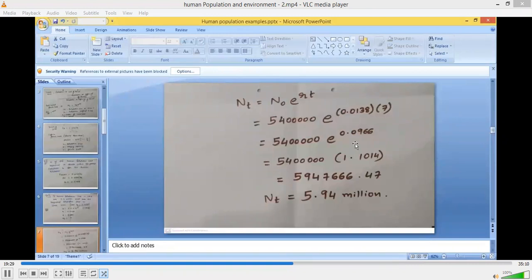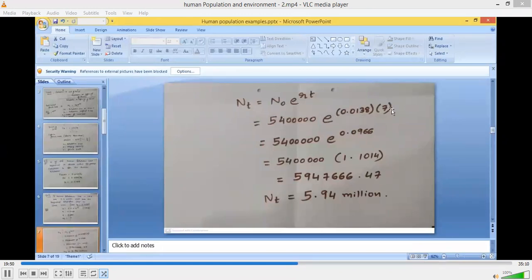Okay, so N naught value is 5.4 million because that is the initial value. E you keep as it is, R value you substitute, and T value you substitute, that is 7 years. So first of all solve both of these. 0.0138 into 7 gives you 0.0966.